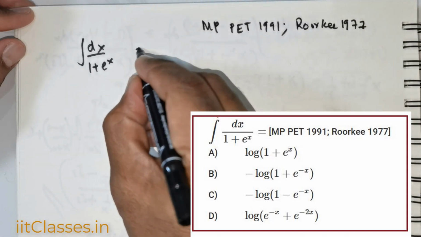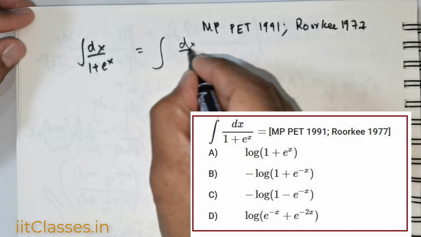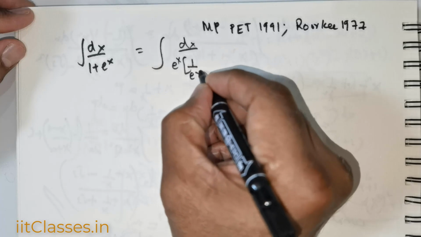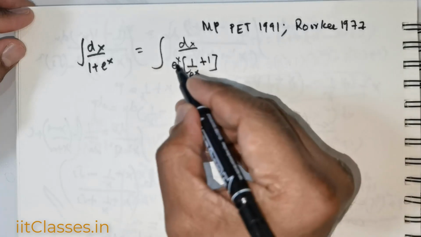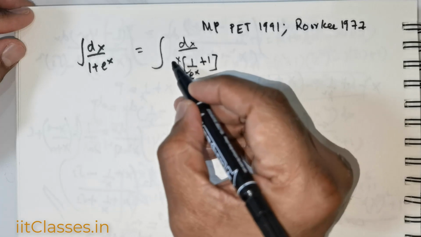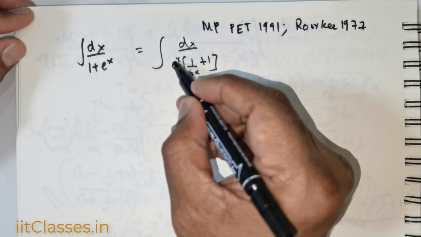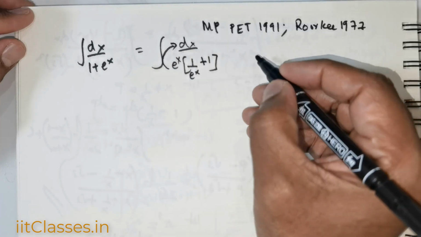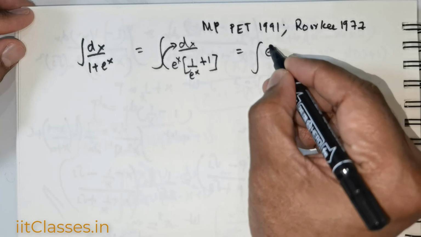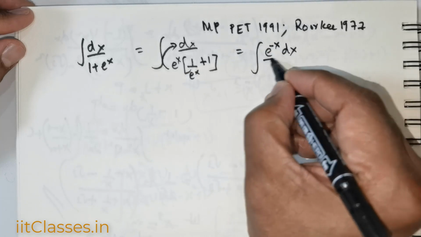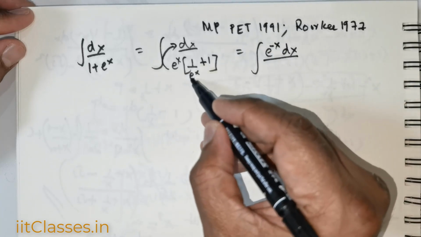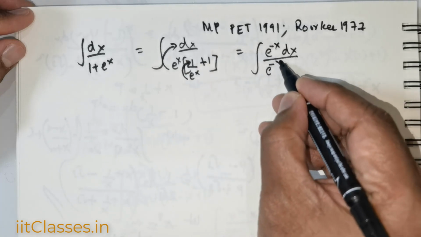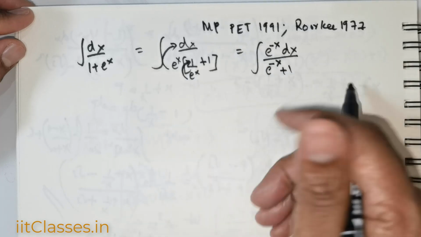We have to solve this previous year question paper: integral dx over 1 plus e raised to the power of x. First, I'm going to take e raised to the power of x out, which gives me 1 over e raised to the power of x plus 1. Now, this is e raised to the power of x with a positive exponent. If I move this to the numerator, it becomes e raised to the power of negative x times dx, divided by 1 over e raised to the power of x. I can take it to the numerator, which gives me e raised to the power of negative x plus 1. So this is the first step you need to do.